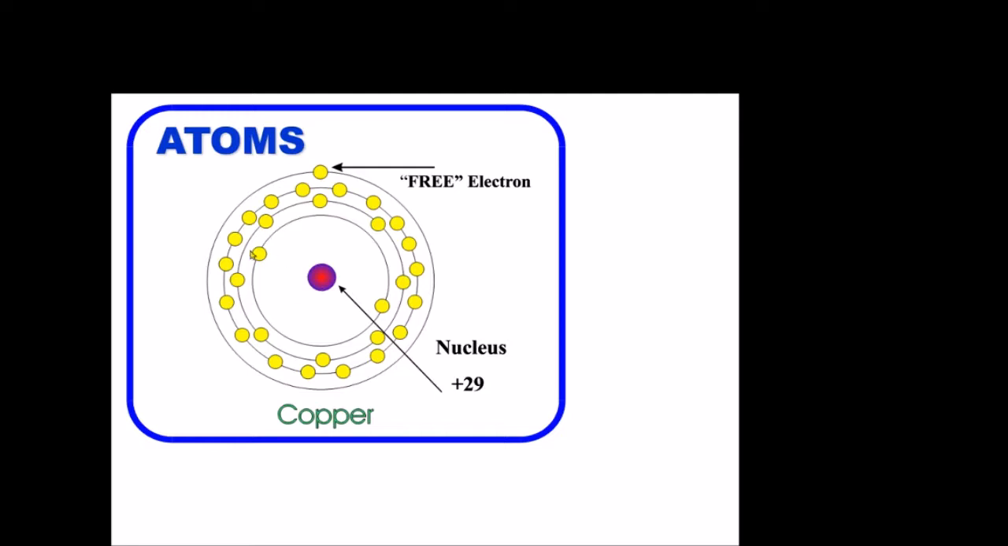So we've put all our electrons in their normal shells there, and this outer little lonely electron is what we call a free electron. That electron is basically free to move from atom to atom, and this is really what gives us electricity, the movement of electrons.